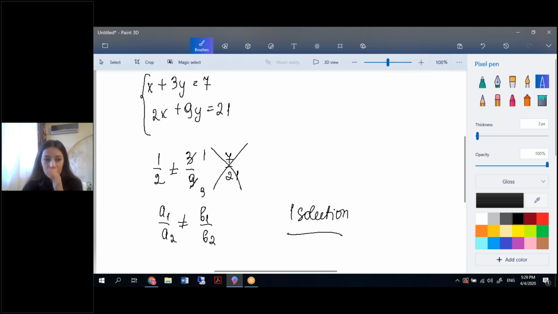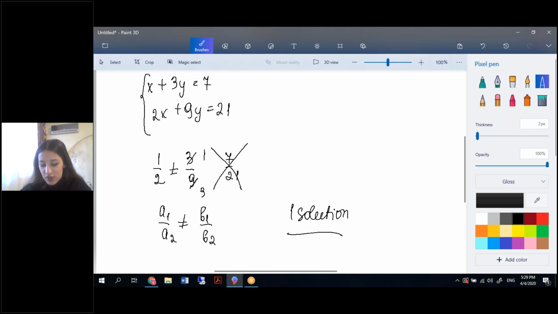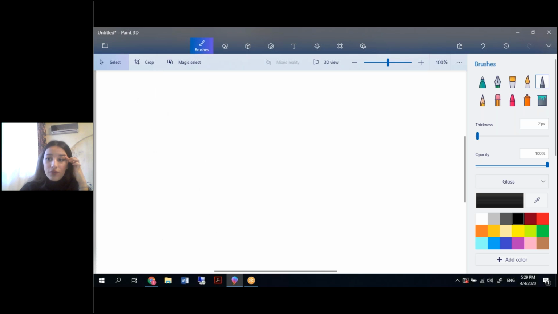So that was it for the examples related to how many solutions our simultaneous equations have. We know when we have one, when we have none, and when our simultaneous equations have infinitely many solutions. Now let's discuss how we can find the unknowns in our simultaneous equations.